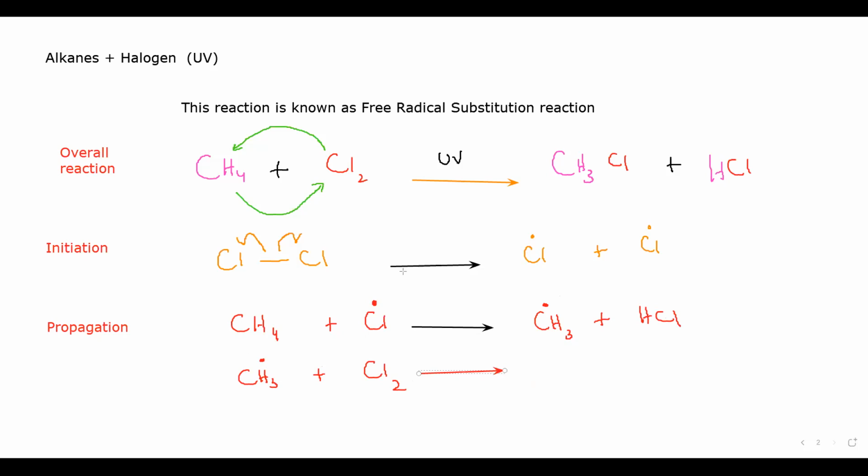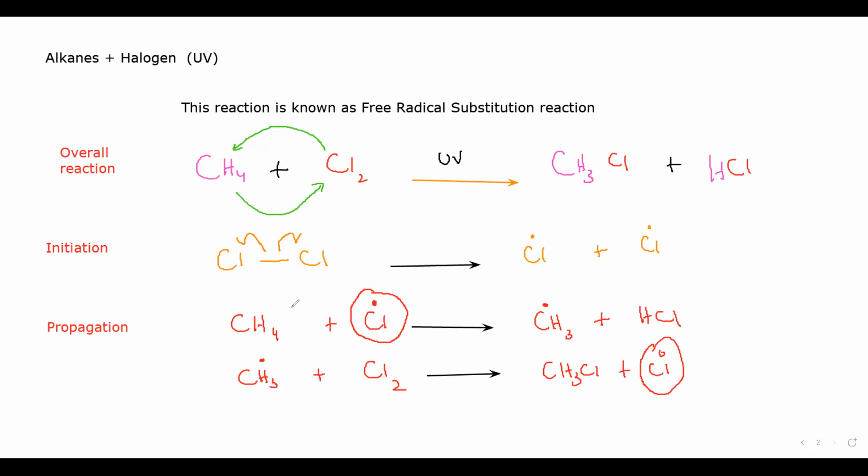When it reacts with another chlorine molecule, what does it result in? It results in the formation of methyl chloride, CH3Cl, plus chlorine radical. So why do we call this a propagation reaction? Because chlorine was there in the beginning, the reactant in the first step of propagation, and it is also produced in the last step. That chlorine can again react with another methane molecule. That's why this reaction is called a cycle reaction or a propagation reaction.